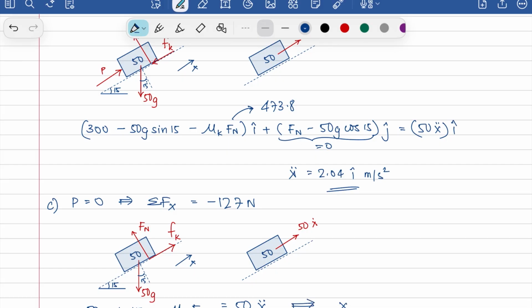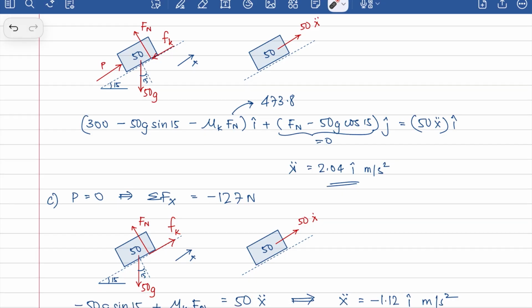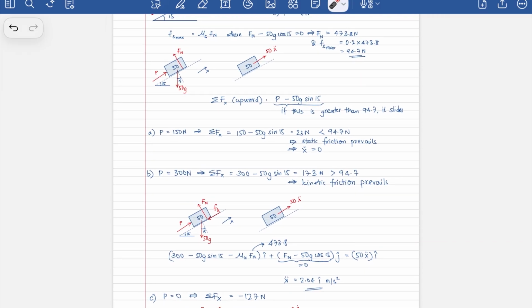And from this, you will get x double dot is equal to minus 1.12 meters per second square. To be consistent, I do it this way, i hat meters per second square. All this means is that your acceleration is not in this direction, it's in the opposite direction. Okay. I hope this makes sense.